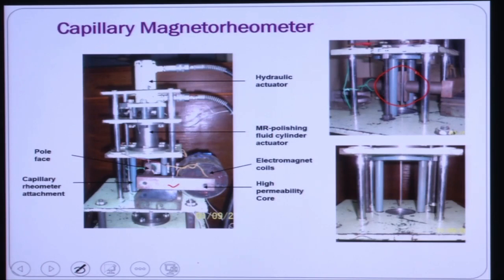So we can collect the polishing media here just below this capillary for a certain time after it has reached the steady state condition. So these are the calculations.